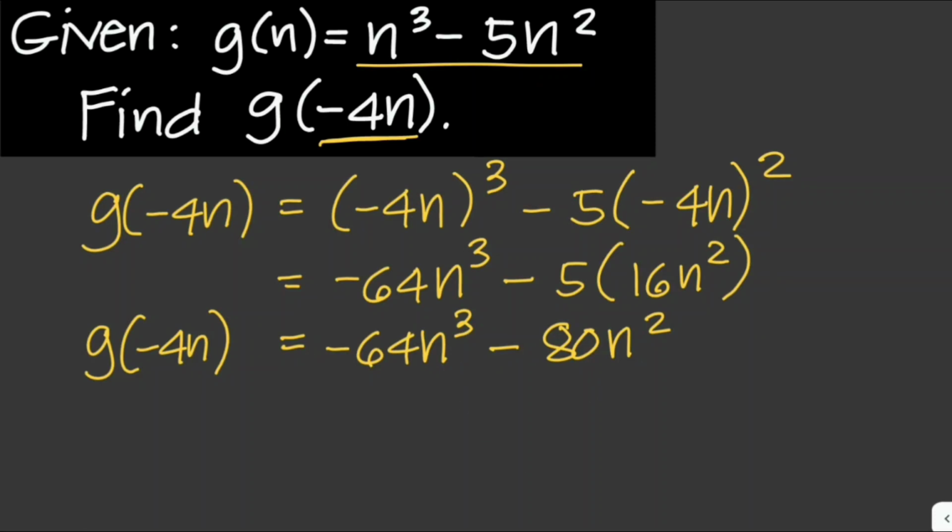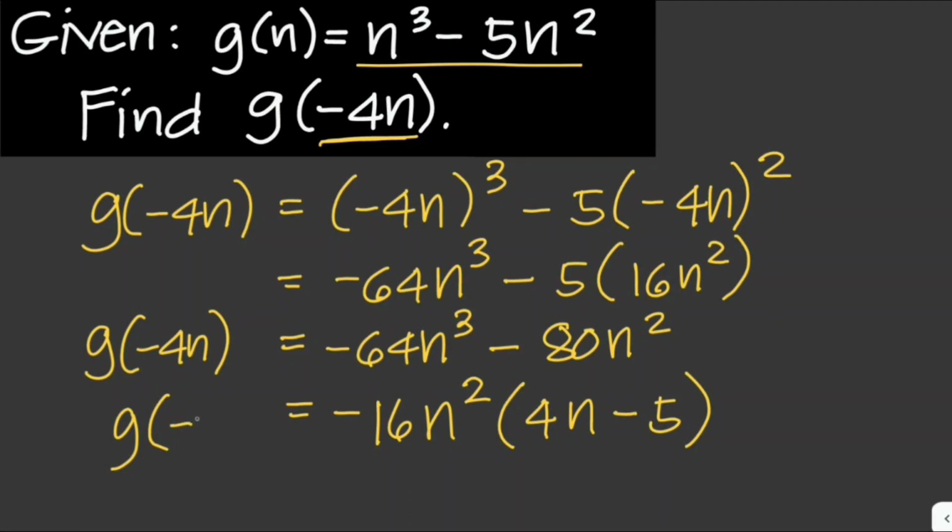Or you can also simplify this further. We can factor out negative 16n squared, since both 64 and 80 are divisible by 16. So we have negative 16n squared times 4n minus 5. So that is our g of negative 4n. Oh, it should be plus 5, because this is negative 80.